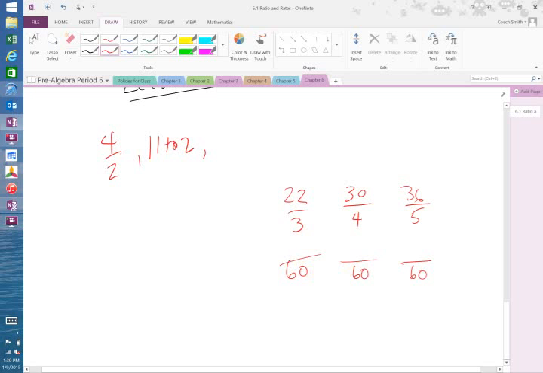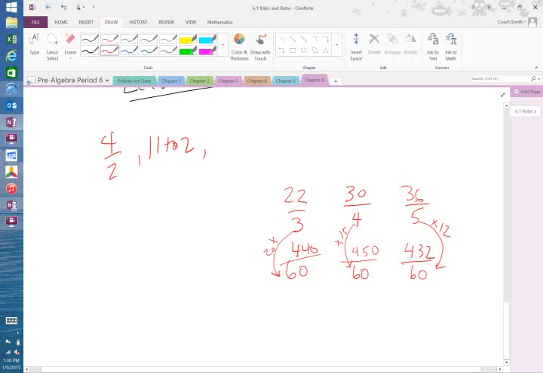So what do we do to 3 to make it 60? Multiply by 20. So you have to do the same thing to the top. 20 times 22, I'll help you, 440. What did you do to 4 to make it 60? We multiplied by 15. 15 times 30, 450. What do we do to 5 to make it 60? Multiply by 12. 12 times 36, 432.